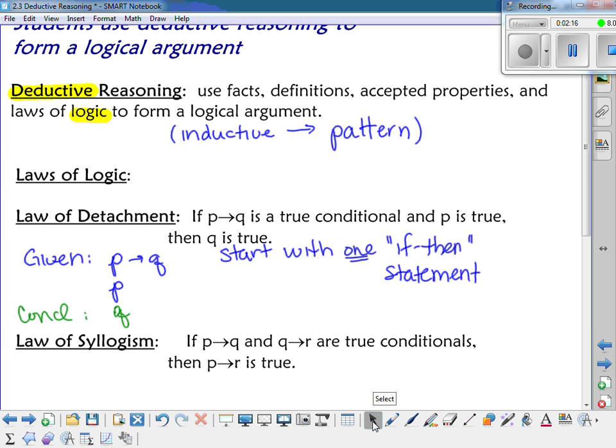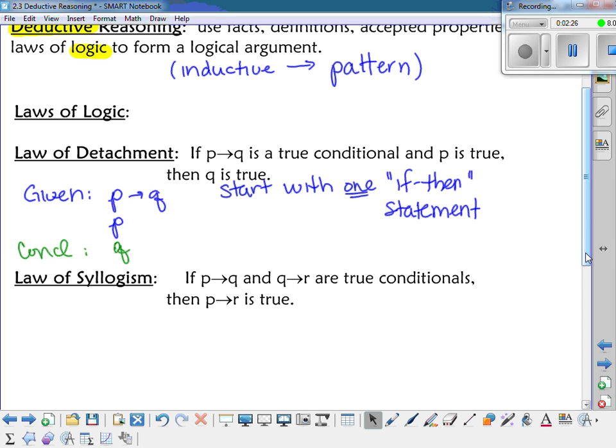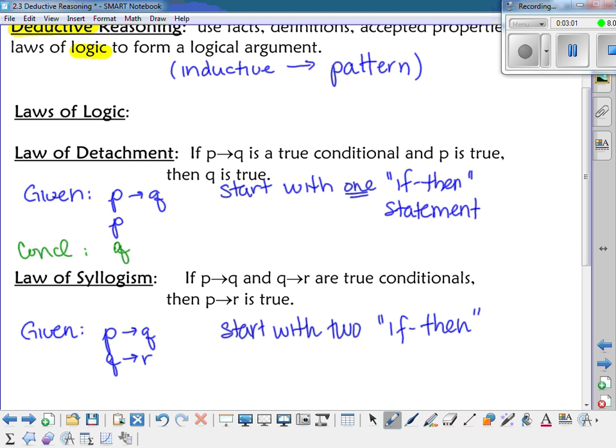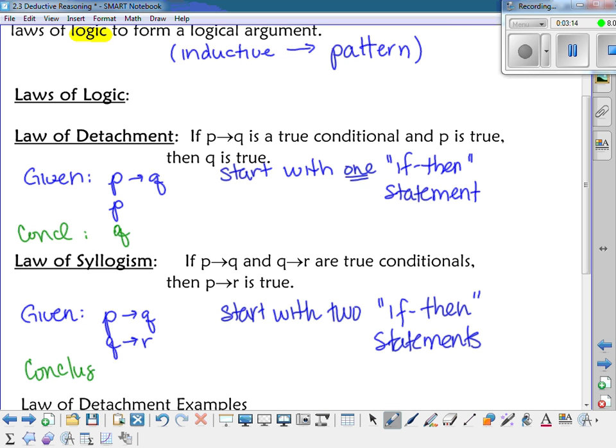The law of syllogism says that if P then Q and Q then R are true conditionals, then if P then R is true. So for this one, you are going to be given two conditional statements. You're given if P then Q, and you're given if Q then R. And so you start with two if-then statements. And so your conclusion that you could draw is if P, then R.